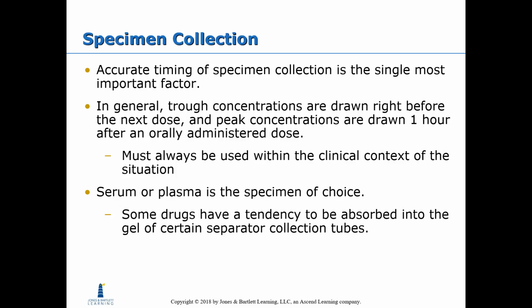Serum or plasma is the specimen of choice. Some drugs have a tendency to be absorbed into the gel of certain separator collection tubes. If you recall learning about the different types of blood tubes, the red gel that has that gel substance that will separate the serum from the rest of the blood sample, some drugs can be absorbed in there, and that's going to obviously affect the concentration when we go to measure that in the lab.